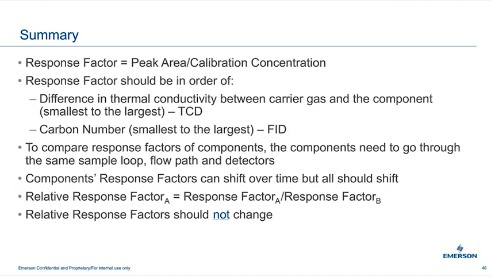Regardless of which detector you use, if you want to compare response factors, it needs to be through the same sample loop, detector, and flow path. Absolutely critical. Sometimes it's easier if you plot the relative response factor, which is basically component A over component B. You plot those because relative response factors don't shift like response factors can over time. And if you do see a shift in response factors, it should be proportional for all components of interest. If it's not, that ties you in to what's of interest.